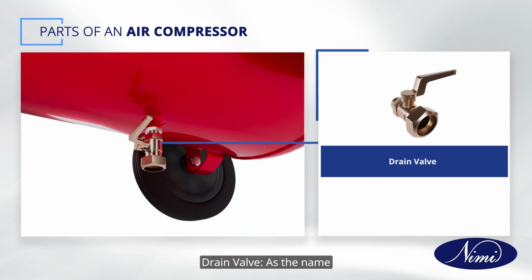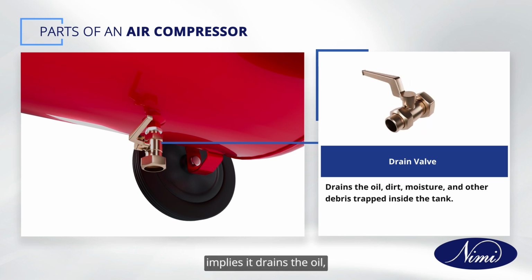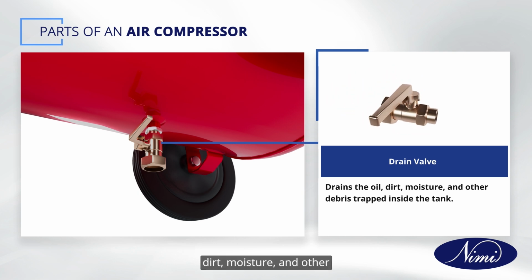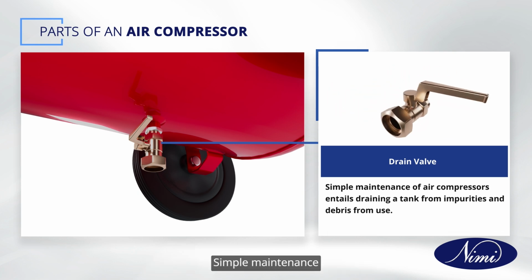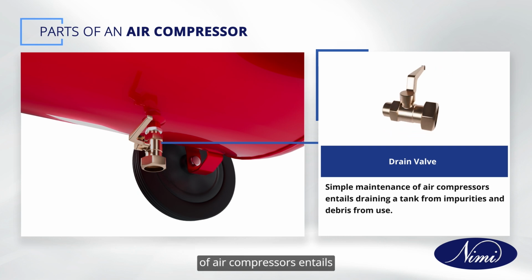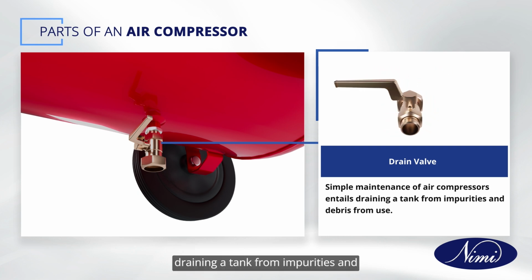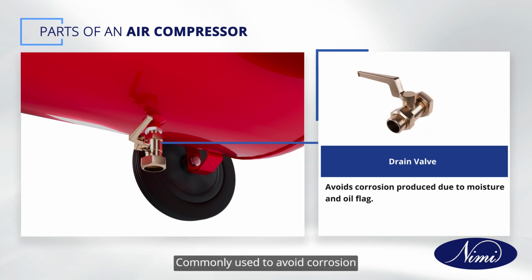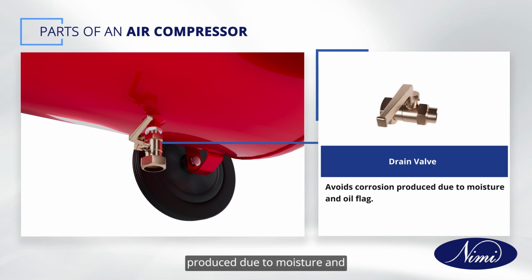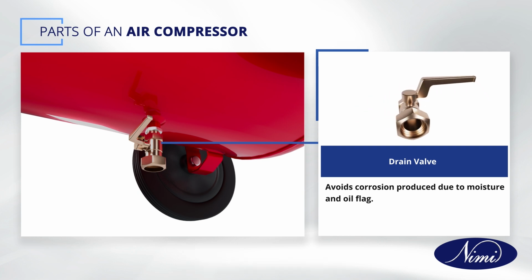Drain valve. As the name implies, it drains the oil, dirt, moisture and other debris that might be trapped inside the tank. Simple maintenance of air compressors entails draining a tank of impurities and debris from use. Commonly used to avoid corrosion produced due to moisture and oil.